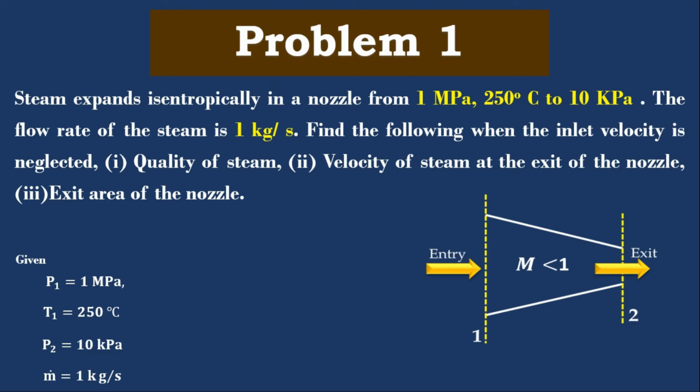Remember, we know that the inlet velocity of the nozzle is very low compared to the exit velocity. Even if they have not mentioned it, we have to neglect the inlet velocity. If they have given it, we have to consider it. Find quality of steam, exit velocity and exit area. This is not A1, this is A2. We need to find out the exit area.